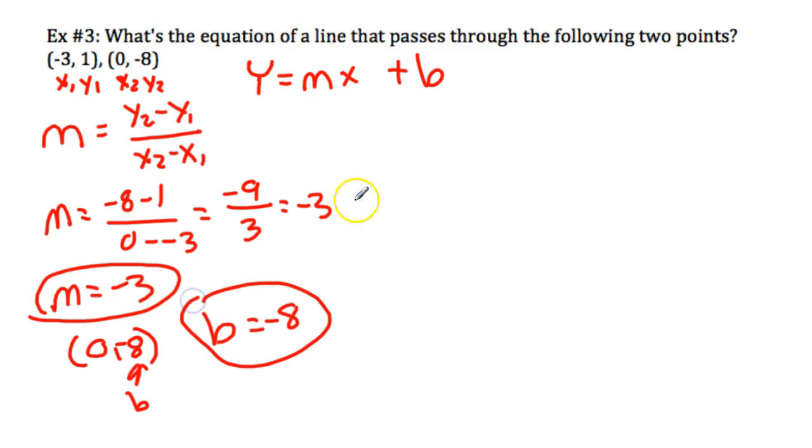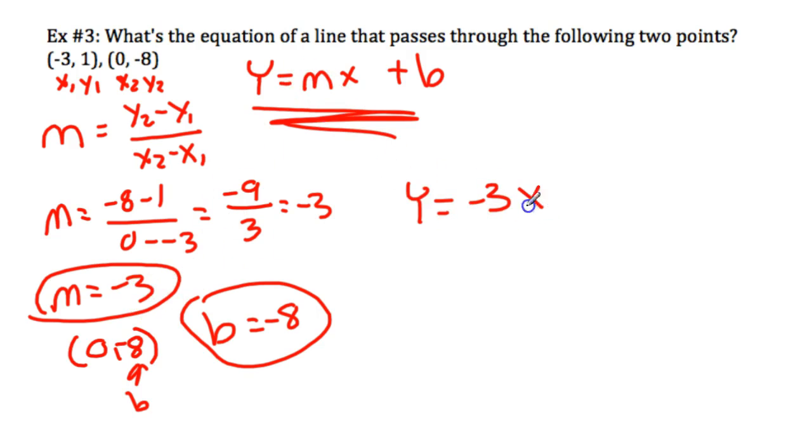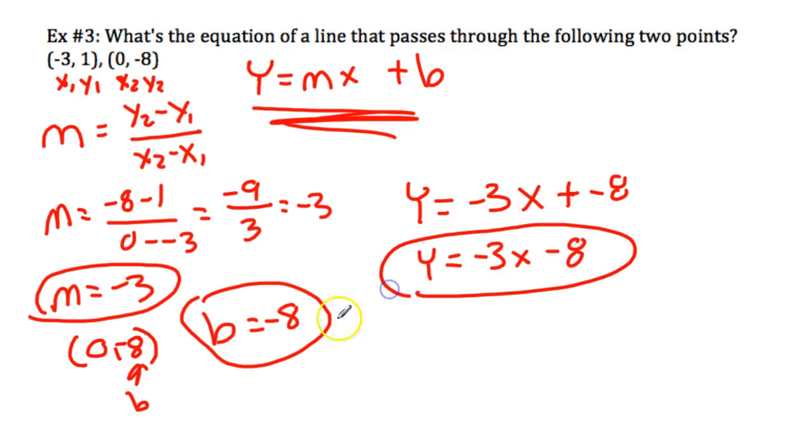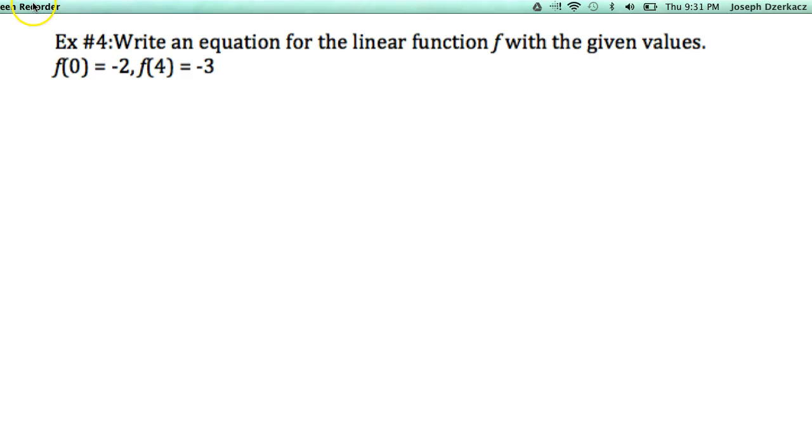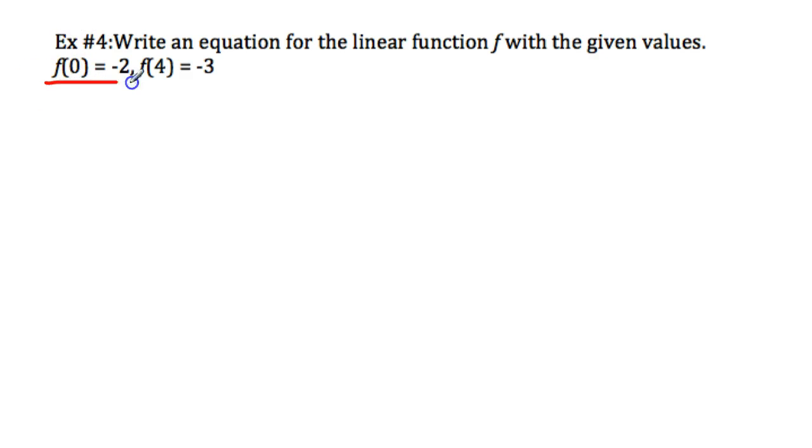So I have m equals -3, b equals -8. Now I just got to plug it into this. y equals, instead of m, I put -3. And then I write x. Then I write plus b. That's the -8. And there you go. I have a plus and a minus. I'll change that to a minus. y equals -3x minus 8. And there we go.